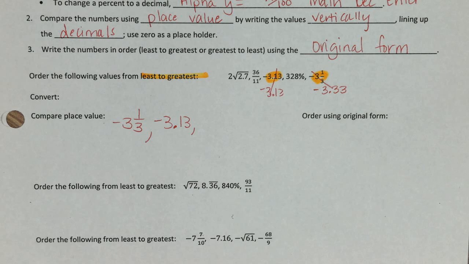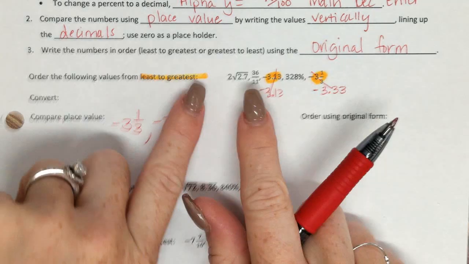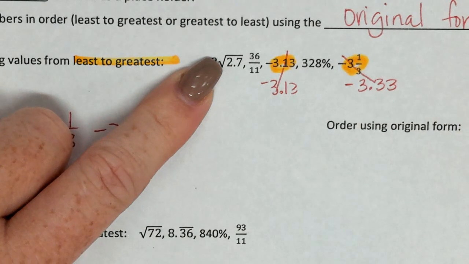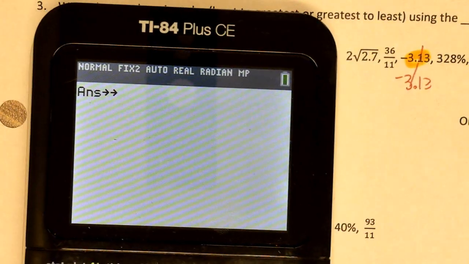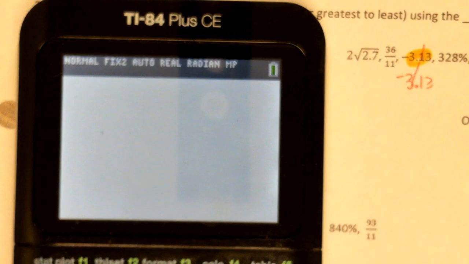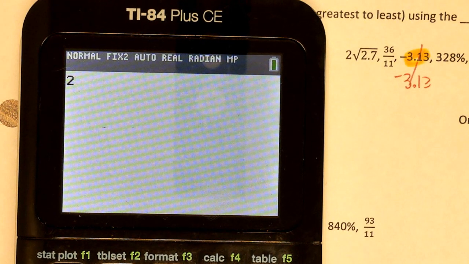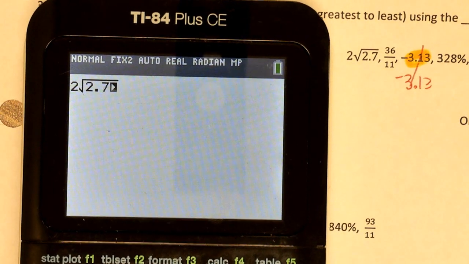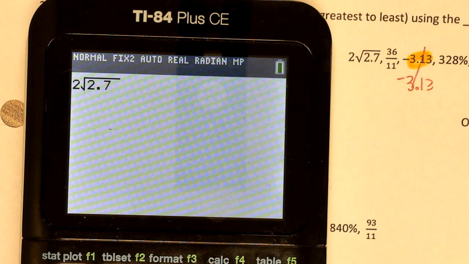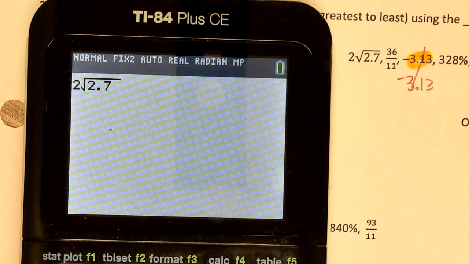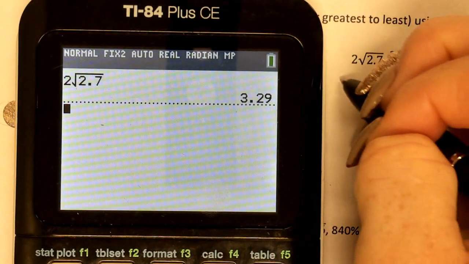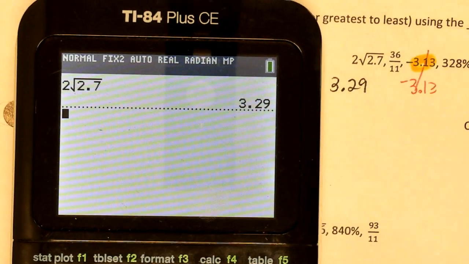Now I'm going to go deal with the positives. I have no idea what this number is. I'm definitely going to have to put that in my calculator. So let's talk about how to put it in. You're going to put it in exactly how you see it. So I see a 2, so I put in a 2. What do I see next? A square root of 2.7. Does that look like their problem? Yes, so I hit enter. It is worth how much money? $3.29.